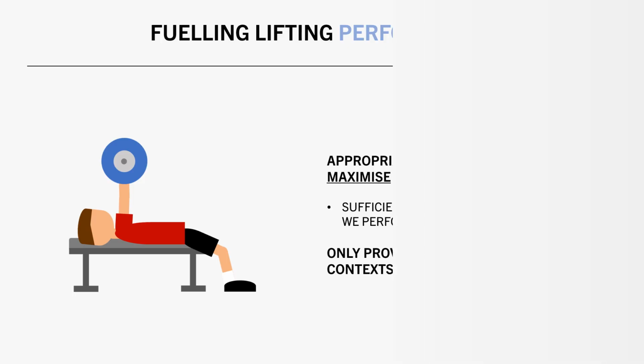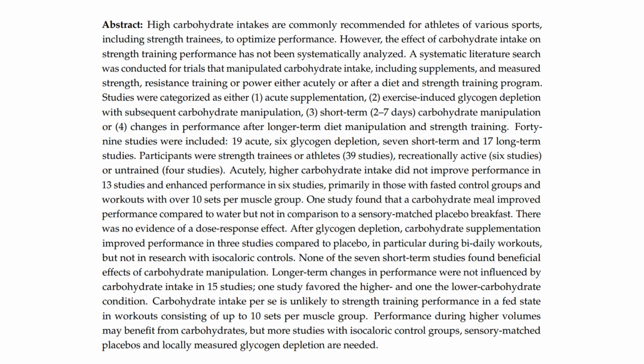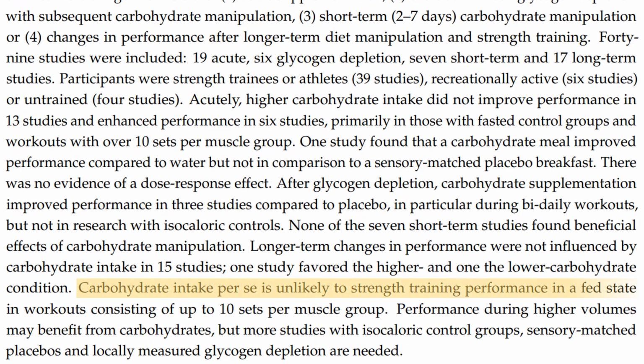This was established in this systematic review, which compared the effects of different carbohydrate feeding strategies on resistance training performance. Overall, it was found that eating more carbohydrates around a workout didn't seem to influence lifting performance in most studies. And the ones which found benefits of increasing carbohydrate intake before a workout were in those which used participants who had been fasting and those who performed higher volume workouts.